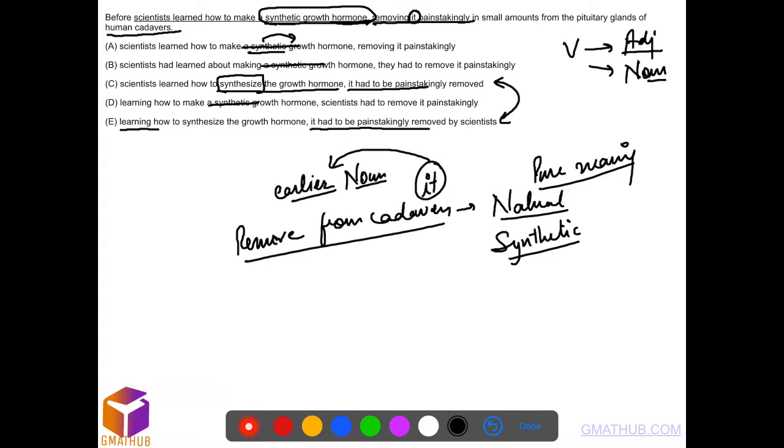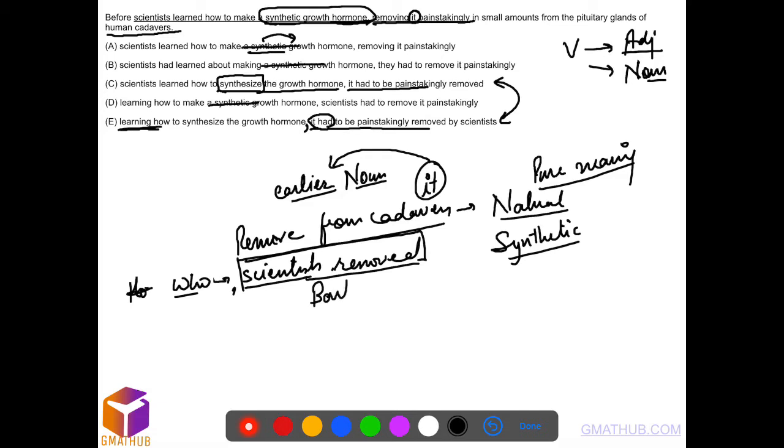Now whatever is written after the comma, it has to refer to the right noun. For example, learning how to synthesize. Who is learning? The scientists are learning. So when I say learning how to synthesize the growth hormone, after the comma it should be scientists removed it painstakingly. That's how it should be. For example, barking and shouting, a man was chased by dogs.